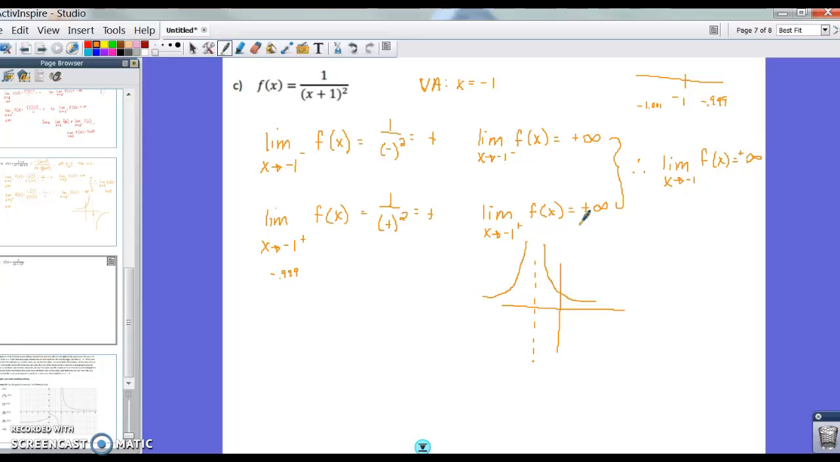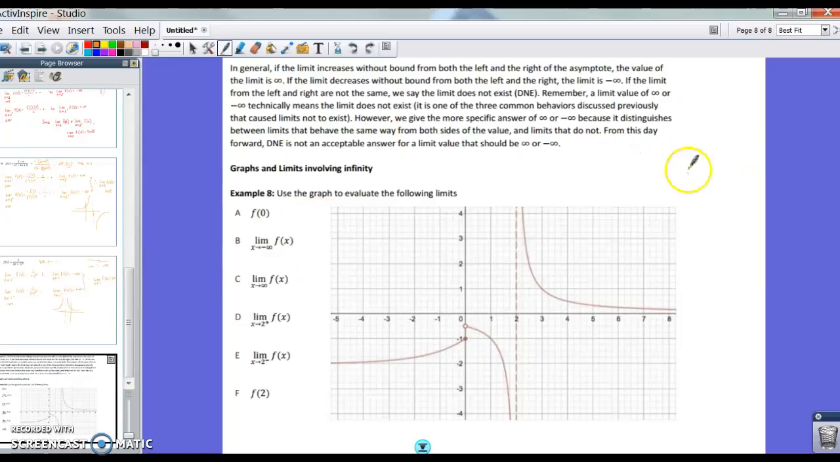So the only time we say the limit does not exist is if from one side it's approaching positive infinity, and from the other side it's approaching negative infinity. Okay, let's go ahead and wrap up the notes, and basically that's what this whole little blurb here says. If the limit is increasing without bound, basically going to infinity from the left and the right, the limit is infinity. If it's decreasing from the left and the right, the limit is negative infinity. Okay? If they're not the same, we say the limit does not exist.